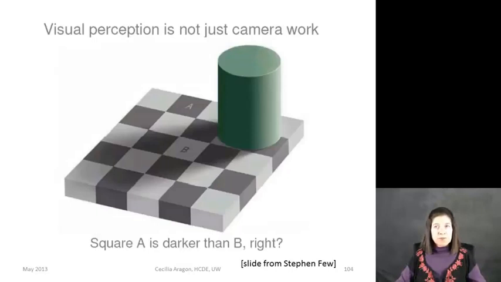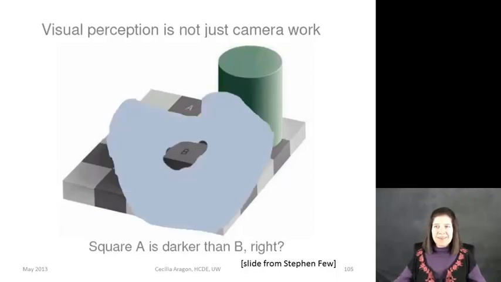So here's one example. Visual perception really isn't just camera work. Looking at this checkerboard, it's pretty clear that square A is darker than square B, right? It turns out if you gray out the image, you see the truth. Square A and square B have identical pixel values.